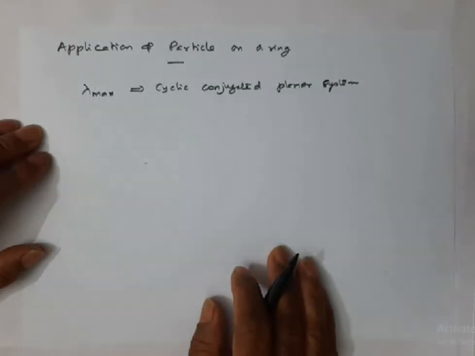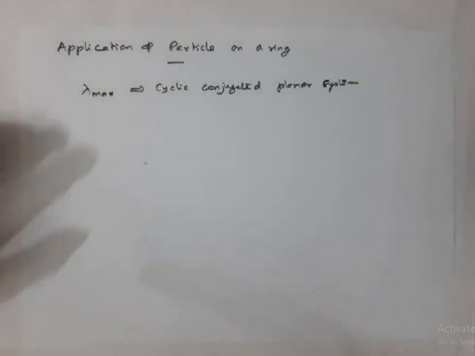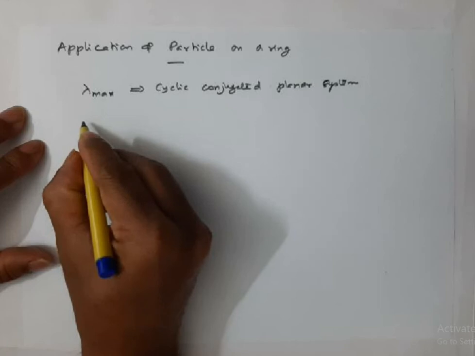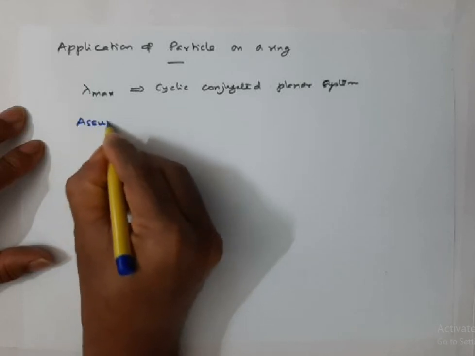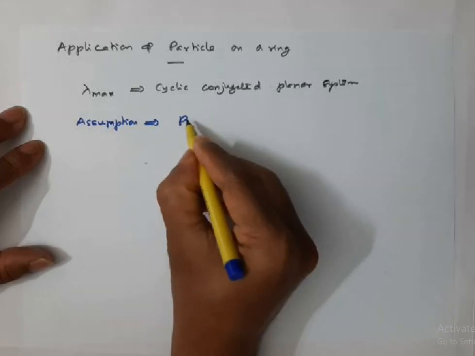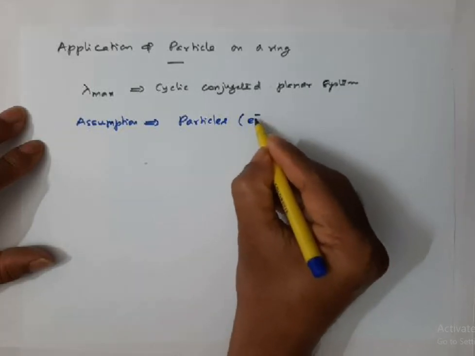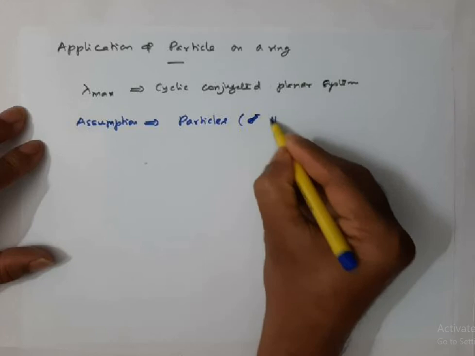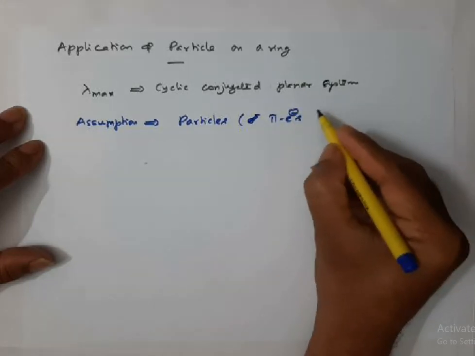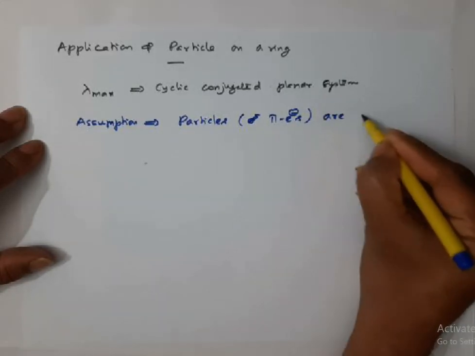Let me show you, but this is actually an approximate one. This is not a very accurate one, because here we are going to assume that the electrons are independent particles. So I'm going to make an assumption. It's a very important assumption. The assumption is that particles, that is electrons, very specifically pi electrons. Here particles means pi electrons. Particles are independent.